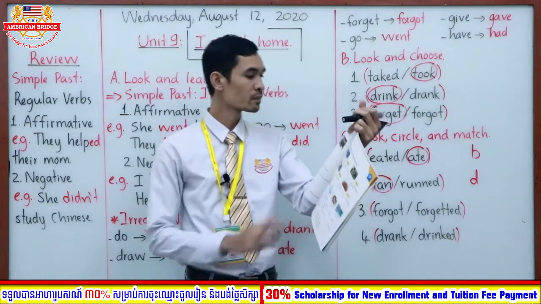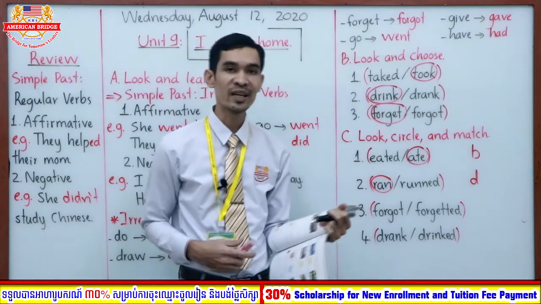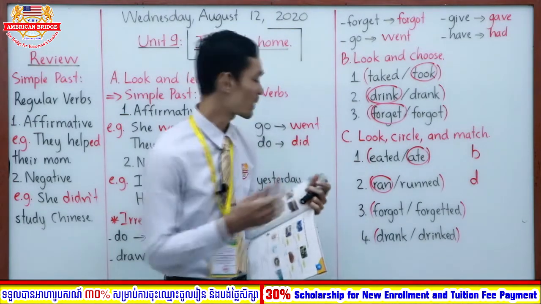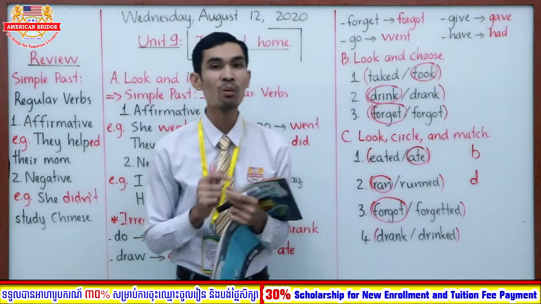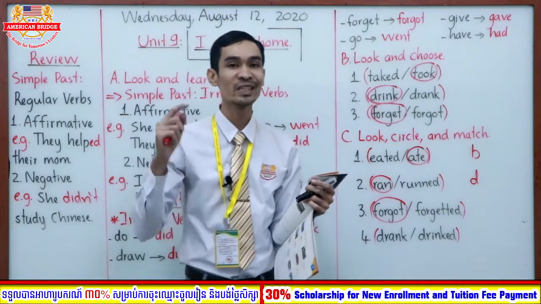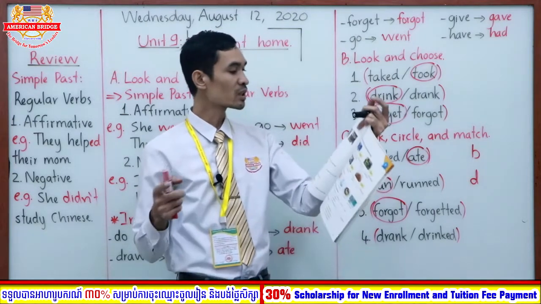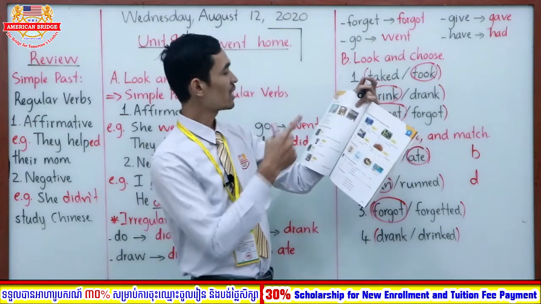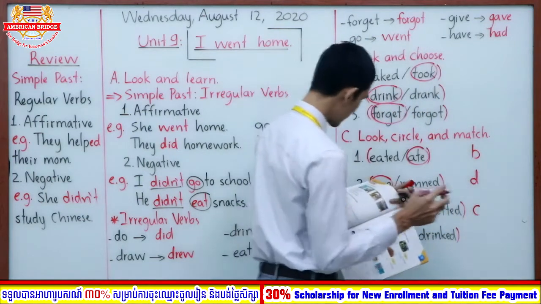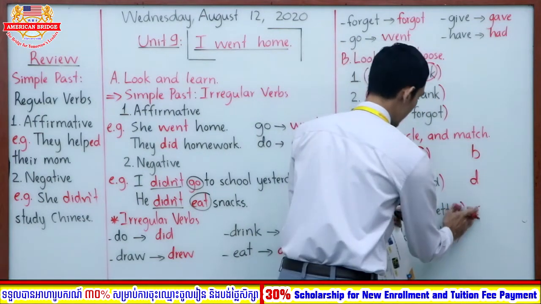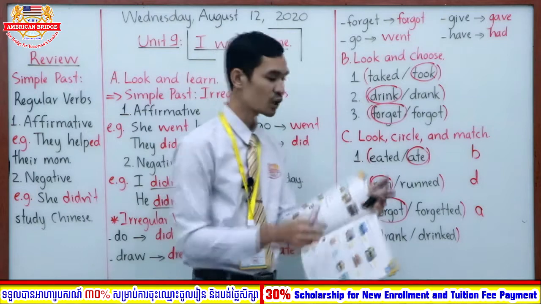Number 3. Clara forgot or forget it her hat. It must be forgot, right? Very good. Forgot, because forgot is an irregular verb. We don't add D, ED or IED. We just change from one word to another word. And match to letter C, right? Oh, letter C or letter A? Letter A, not letter C. You see, Clara didn't have her hat. She forgot her hat.